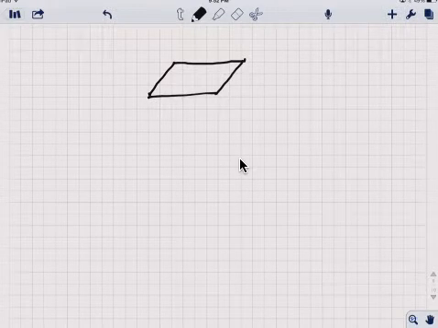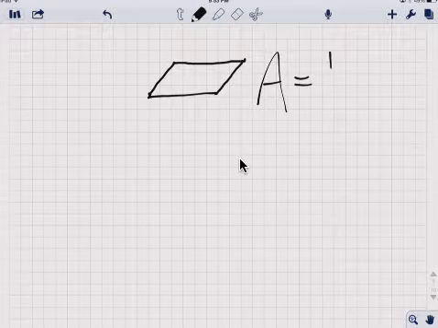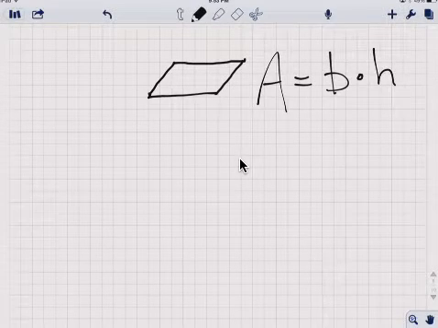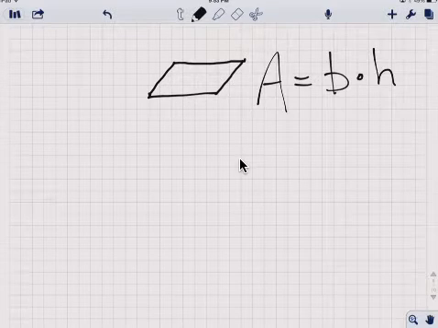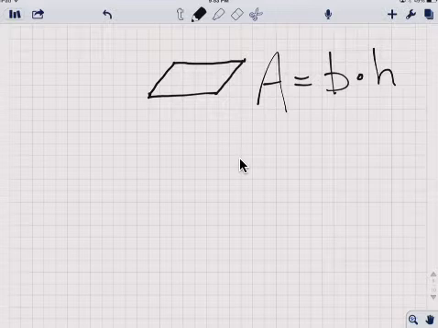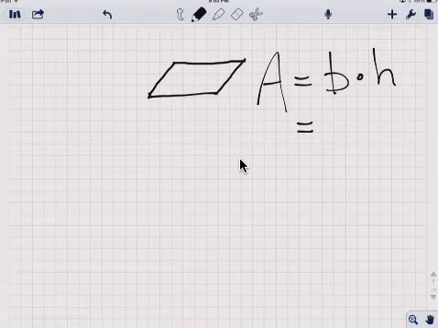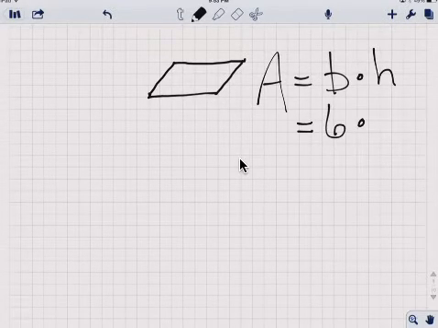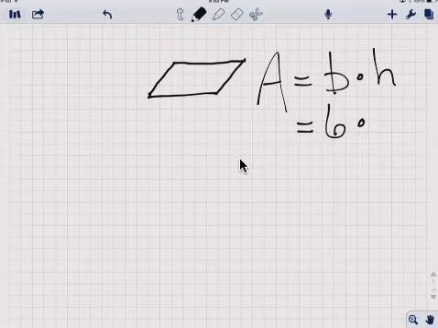Alright, we're going to look at A equals B times H. You should remember that from yesterday, and that is area equals base times height. We want to count across the base on this. That's 1, 2, 3, 4, 5, 6 across for our substitution. And our height on this one is 1, 2, 3.